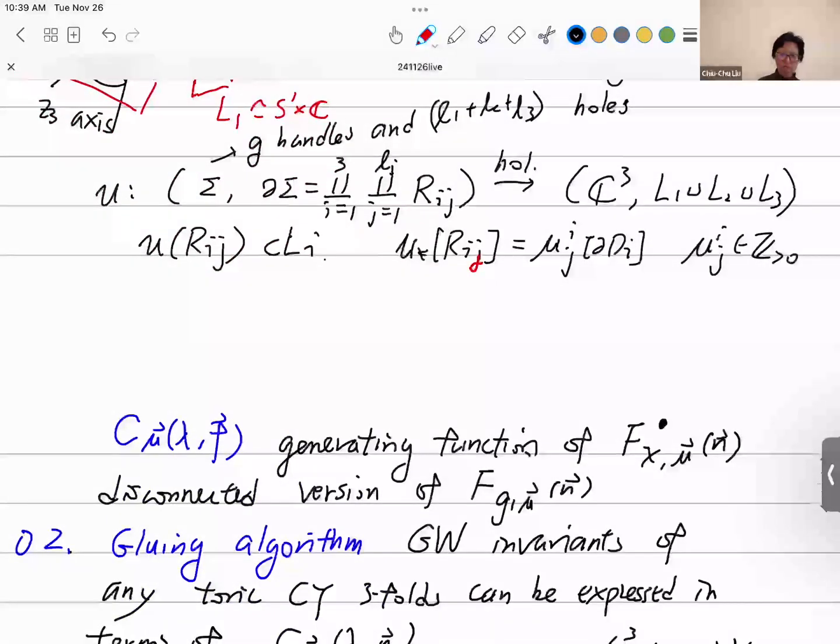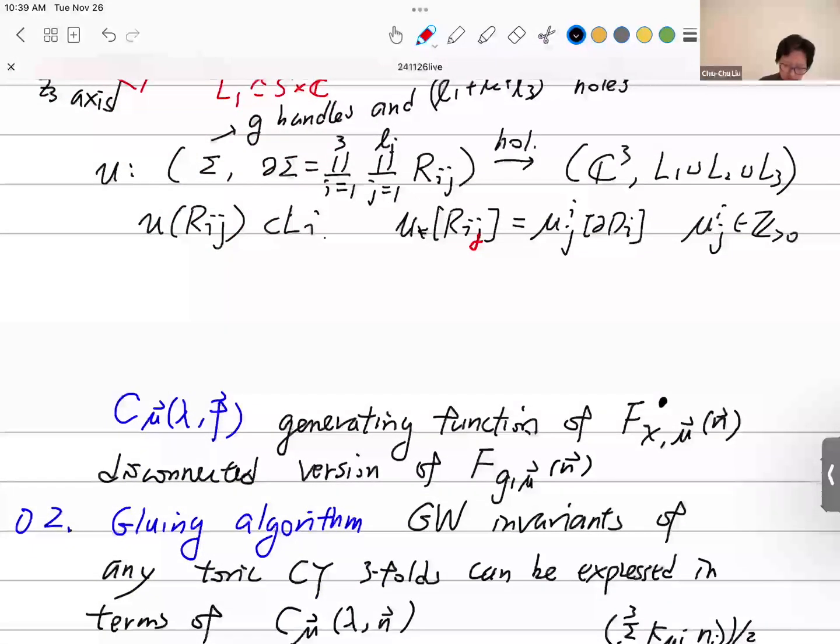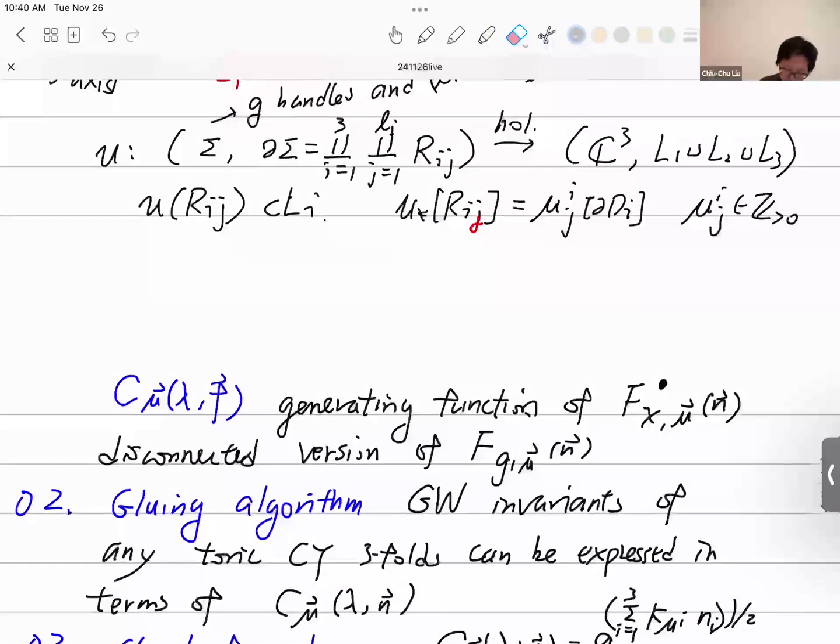So now to match it with the Chern-Simons invariance, we will fix the winding numbers and sum over the genus. And also, this C should be N. So it's some generating function of some disconnected version of the invariance that we just described.